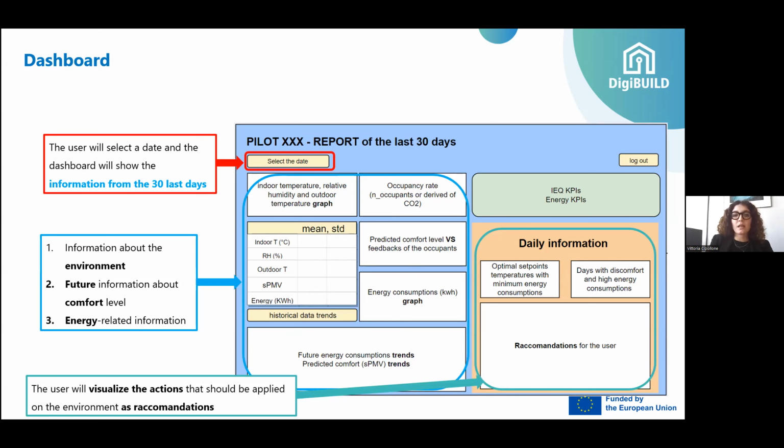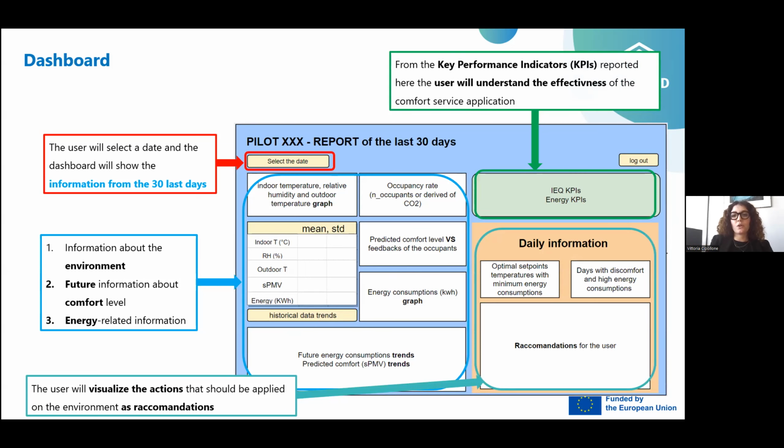Last but not least, in the dashboard, the so-called key performance indicators will also be present. Why? Because the KPIs are percentages, a quantification of the effectiveness of the service. In that way, the end user is aware of how the comfort service is going through the application of it in the building, so that he is aware of how everything is going.